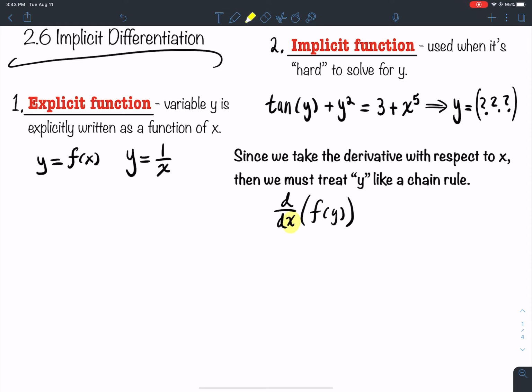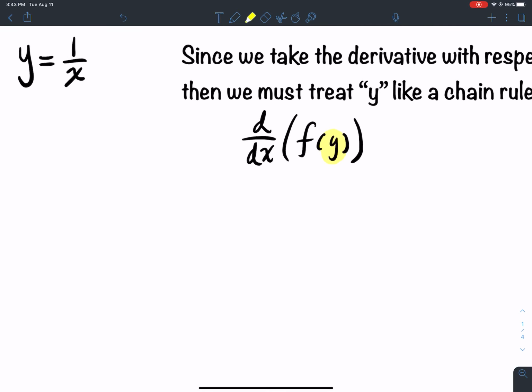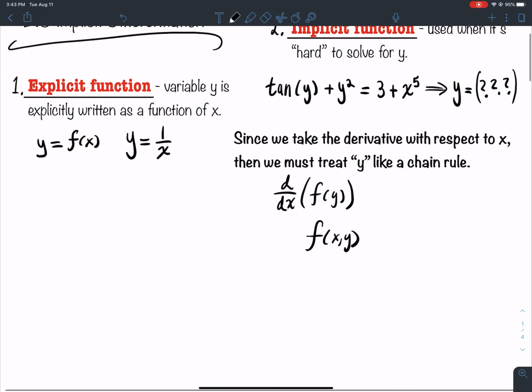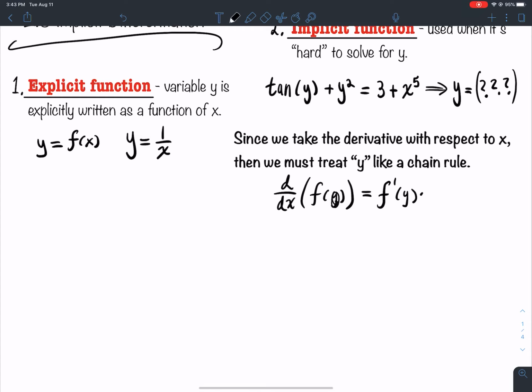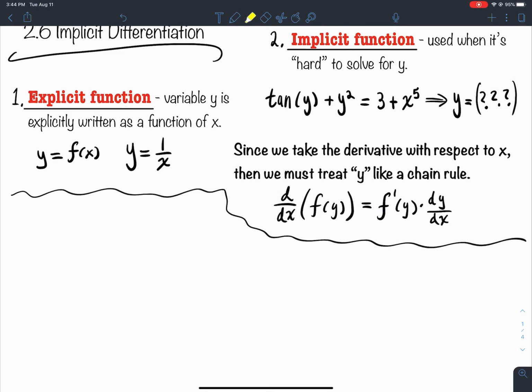So the derivative with respect to x of some function of y, it's not a function of x, it's implicit here. So that could be some function of like x and y, like two variables, where you'd have x's and y's, right? To take this derivative, I take the derivative of the outside function of y and then multiply it by the derivative of the inside. Well, what is the inside? The inside is y, so the derivative of y with respect to x is dy dx. Okay, so this is how we use the chain rule to take the derivative implicitly.